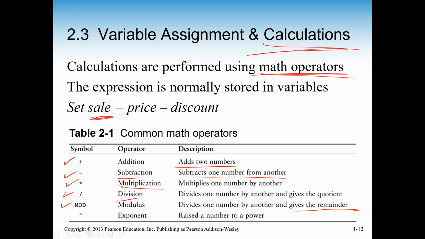That's good for determining if something is an even or uneven number. So for instance, a modulus of 0 means the number is even. A modulus of not 0 means it's going to be some kind of uneven number.